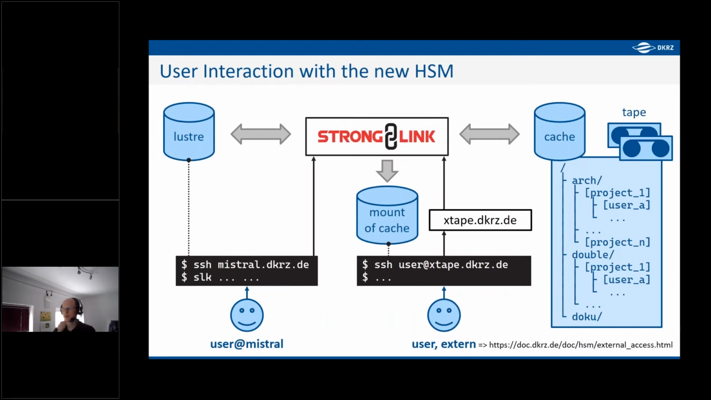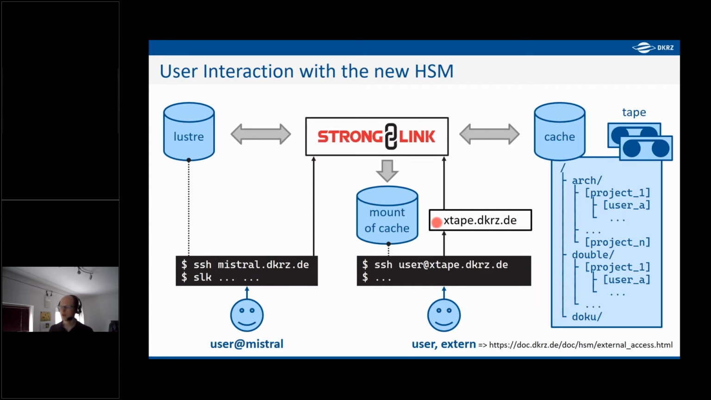So here's a more detailed overview of the system. What I want to show you here is, first, as I said before, the user who logs in via SSH to Mistral and uses slk to transfer data between the Lustre file system on Mistral and the cache of the HSM.